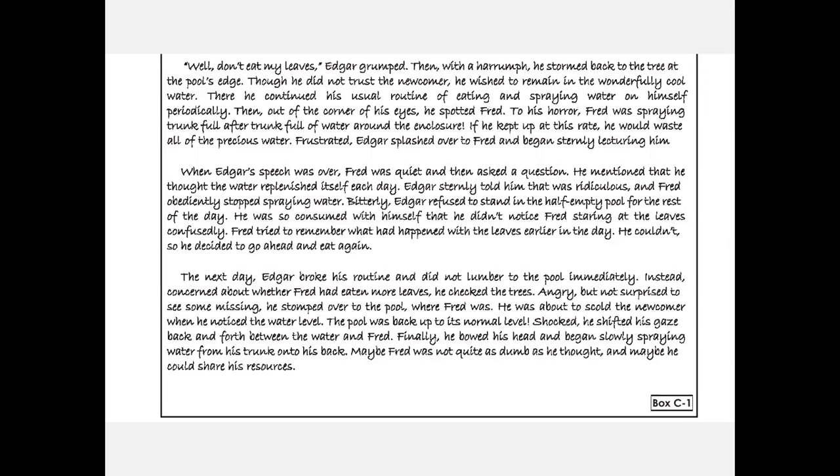The next day, Edgar broke his routine and did not lumber to the pool immediately. Instead, concerned about whether Fred had eaten more leaves, he checked the trees. Angry but not surprised to see some missing, he stomped over to the pool where Fred was. He was about to scold the newcomer when he noticed the water level. The pool was back up to its normal level. Shocked, he shifted his gaze back and forth between the water and Fred. Finally, he bowed his head and began slowly spraying water from his trunk onto his back.